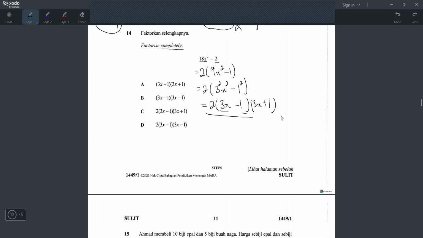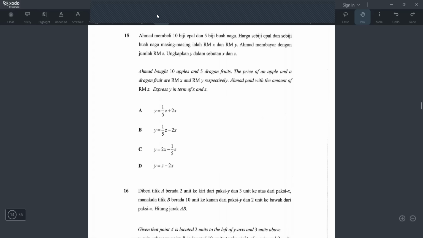Okay, so this is the answer. I don't think you can factorize this further. So yeah, this is the answer. So A, B, C, D, C is the answer. D cannot, because they write minus 1, minus 1. It has to be 1 plus, 1 minus. Doesn't matter which one is in front, which one is behind. What's important is 1 minus, 1 plus. Okay, let's continue.